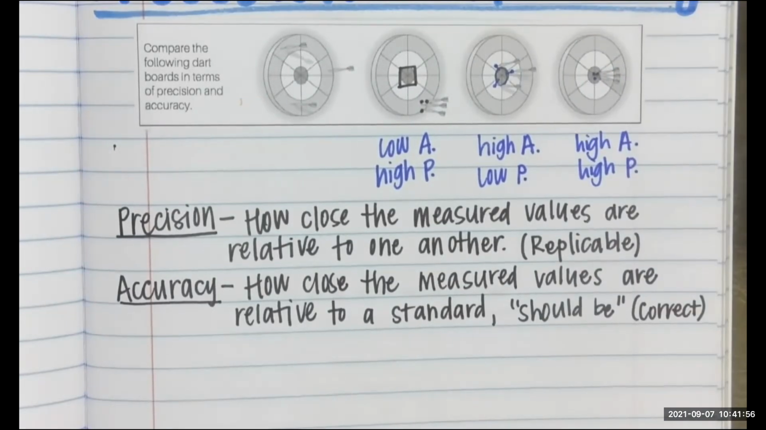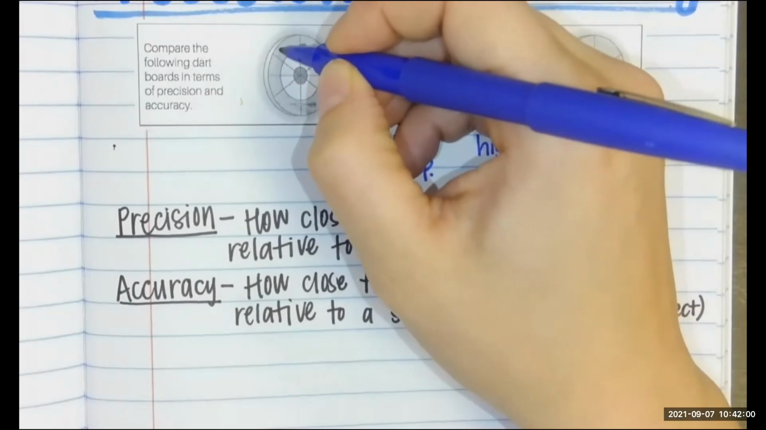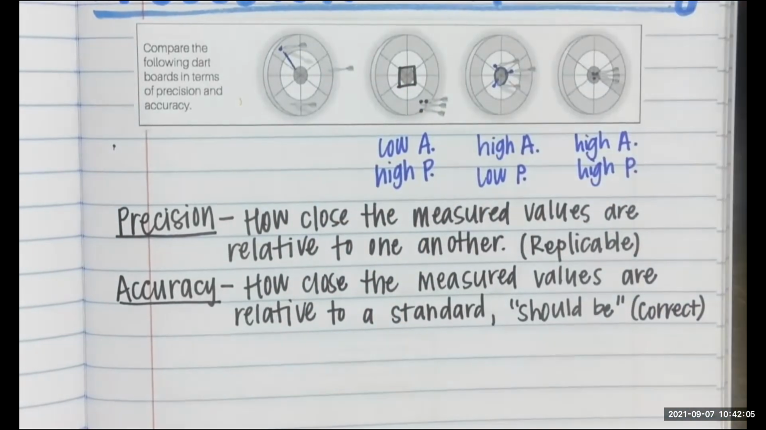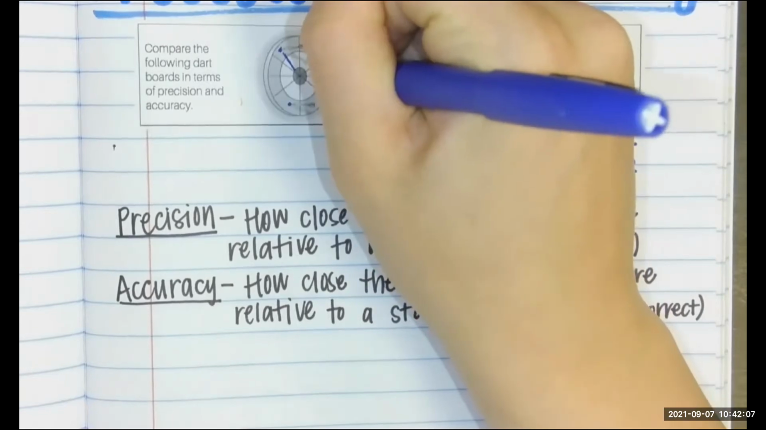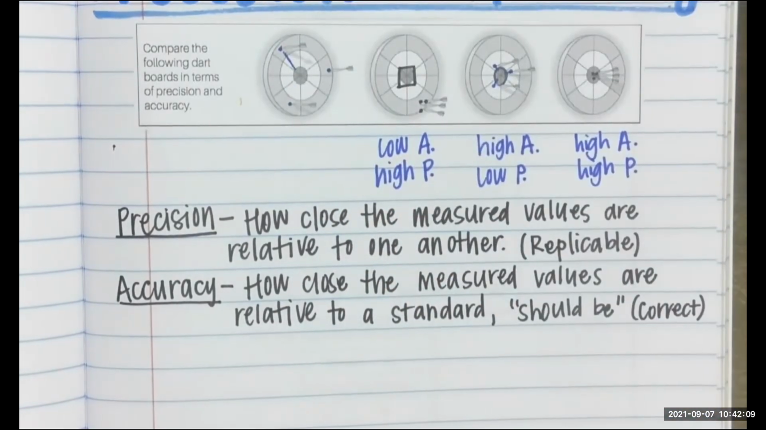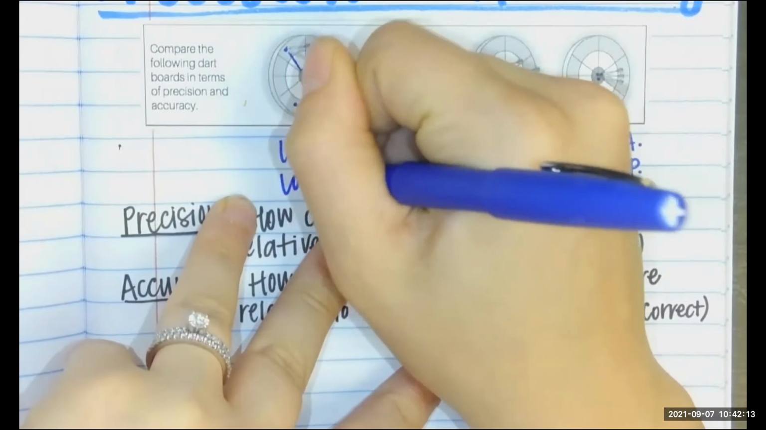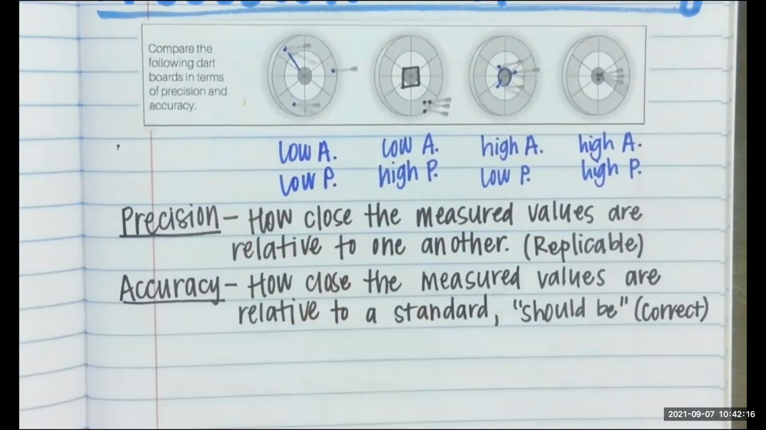And the worst combination of all of them would be, look at how far away, not only is it super far away from the center, but the darts aren't even close to each other at all. So low accuracy as well as low precision.